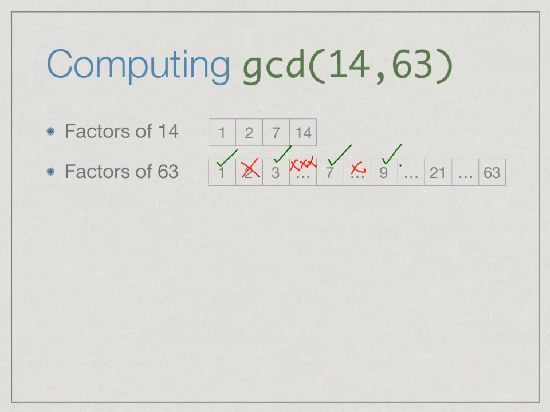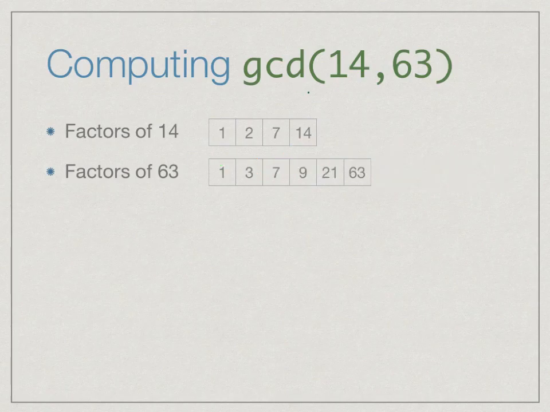Then again there is a large gap of numbers which don't divide. And then 21 does divide because 21 threes are 63. And then finally we find that the last factor that we have is 63. So if we go through this systematically from 1 to 63, crossing out each number which is not a factor, we end up with the list 1, 3, 7, 9, 21 and 63.